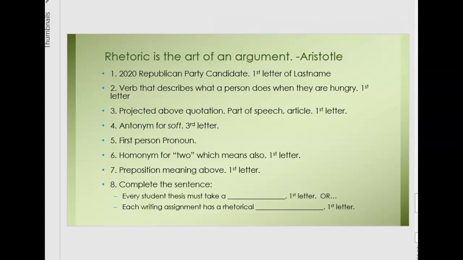And then number 8 has 2 clues. Every student thesis must take a blank, the first letter of that word. Every student thesis must take a blank, the first letter. Or each writing assignment has a rhetorical blank, the first letter. Each writing assignment has a rhetorical blank. So you can pause here and look at these clues.